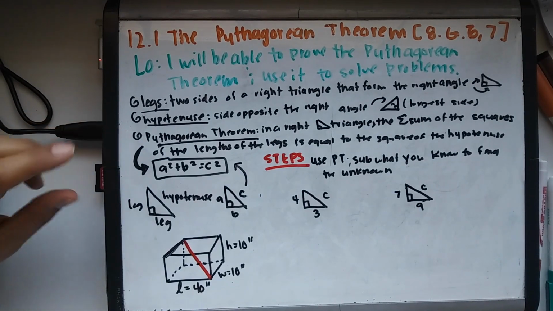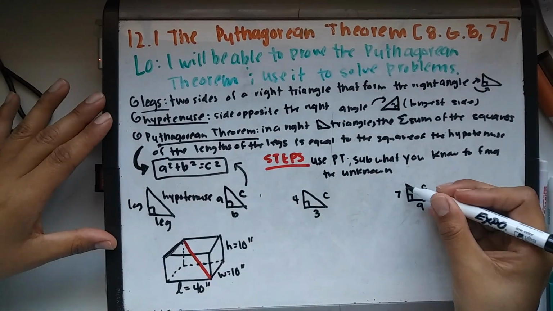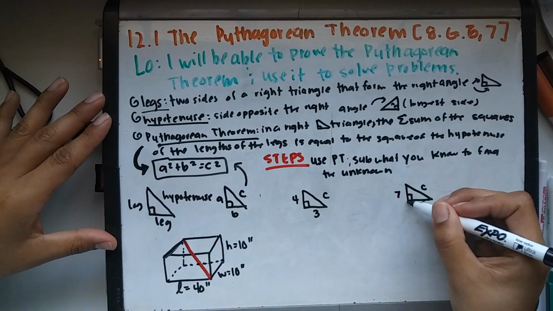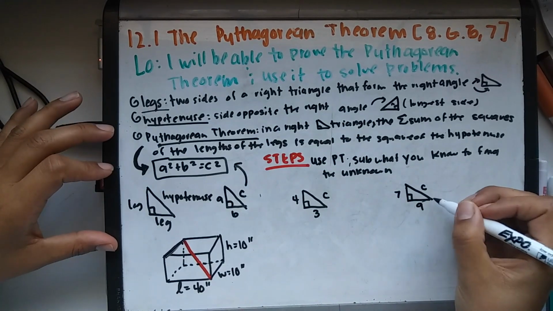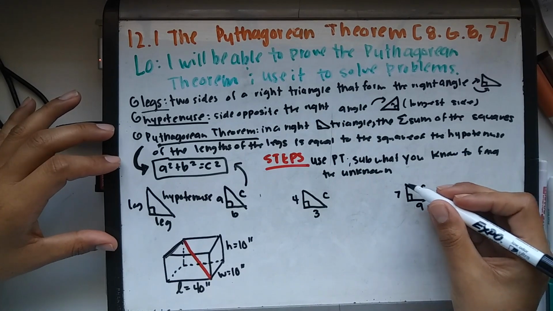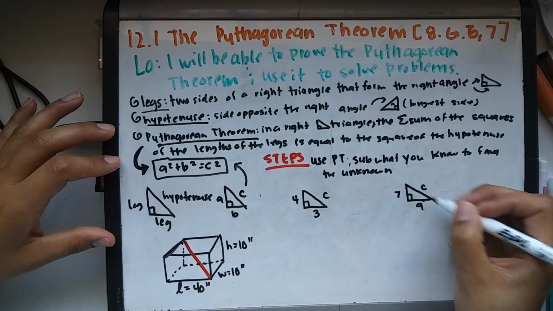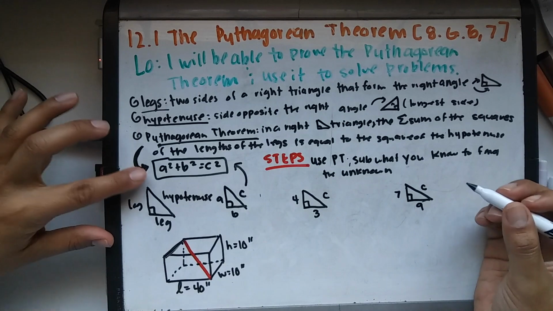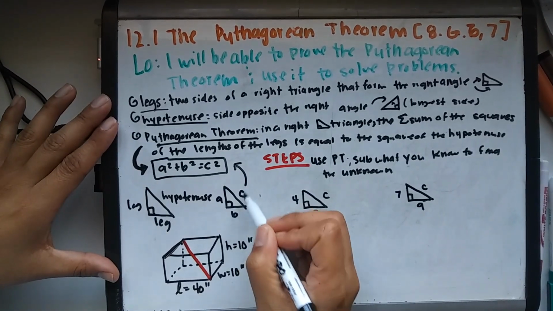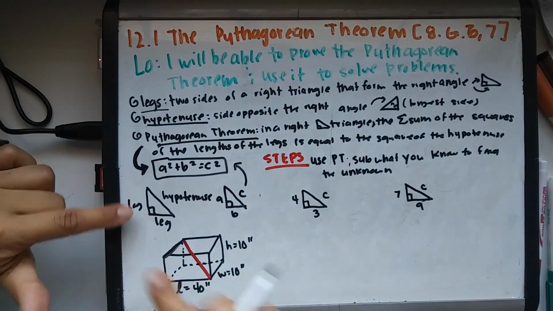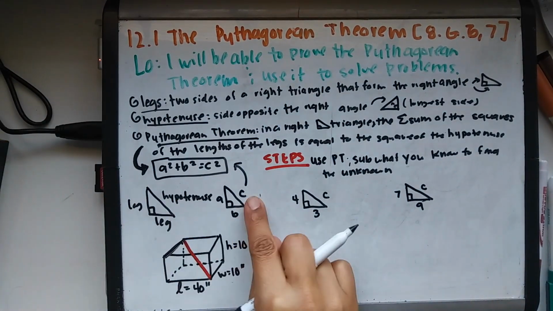The Pythagorean theorem tells us that in a right triangle, the sum of the squares of the legs equals c squared, the square of the hypotenuse. So the square of the legs, when you add them together, equals the square of the hypotenuse. And this is how you write it: a squared plus b squared equals c squared. This is your a, this is your b, and that's your c. Again, legs, hypotenuse: a, b, and c.